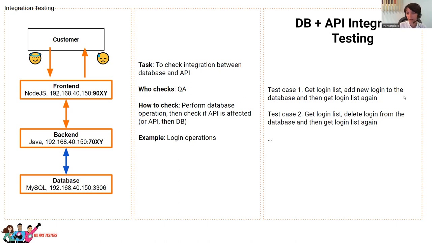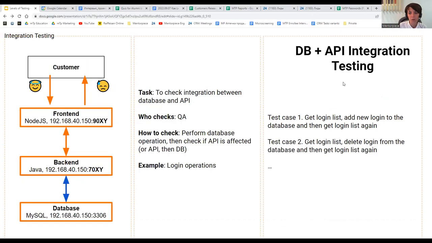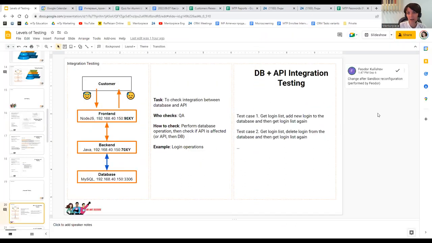Okay, for example, we could get the login list, then add the new login to the database, and then get the login list back. If you have Postman and the application open right now, you can do it together with me, but if not, it is not mandatory, you can just watch my screen and my actions.